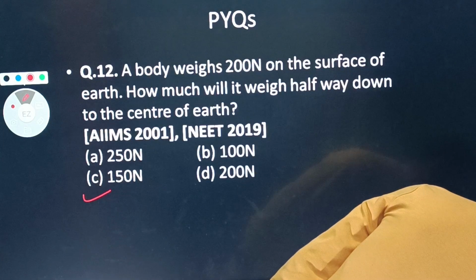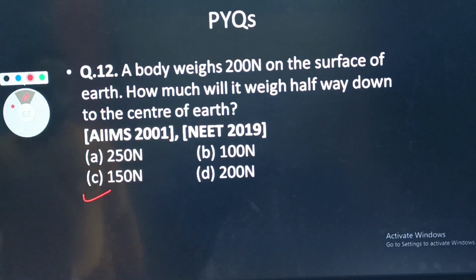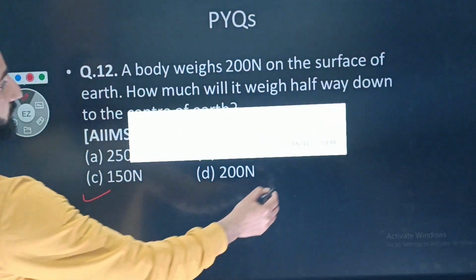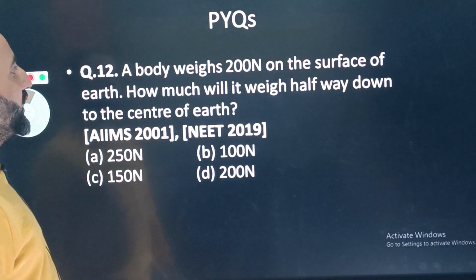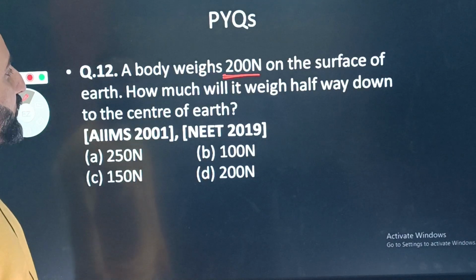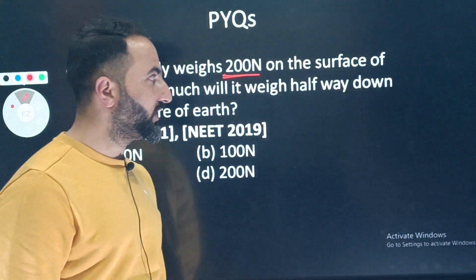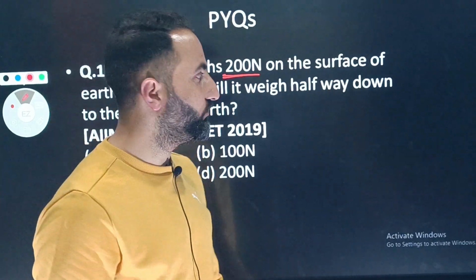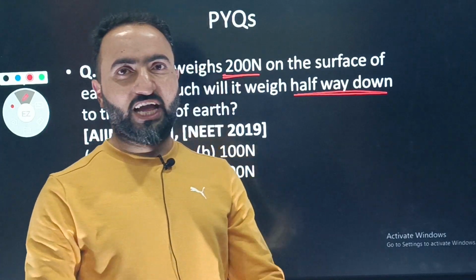So let's switch to another question. Question number 12. This question number 12 has been asked in NEET 2019. Let's try to work it out here. A body of weight 100 Newton is given to you. On the surface of Earth, it weighs 200 Newton. How much will it weigh halfway down to the center of Earth? Without using any mathematics, you can do it directly.